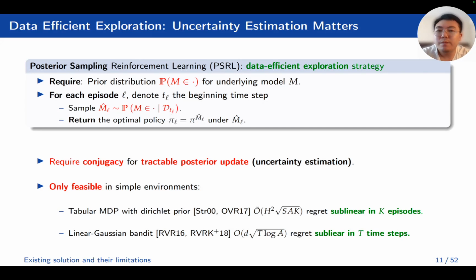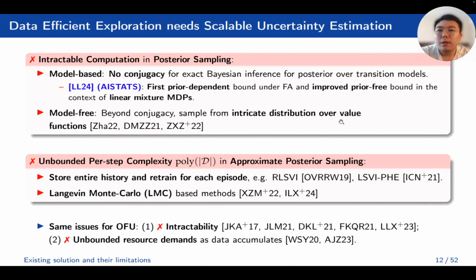But this kind of process requires the conjugate property to update this posterior in a computationally tractable way. So this kind of uncertainty estimation requires conjugacy, and is only feasible in very simple environments, for example, tabular MDP and also linear Gaussian bandit. And for scaling up such a posterior sampling strategy, we require a scalable method for uncertainty estimation. Even for linear function approximation, exact posterior sampling is not tractable.